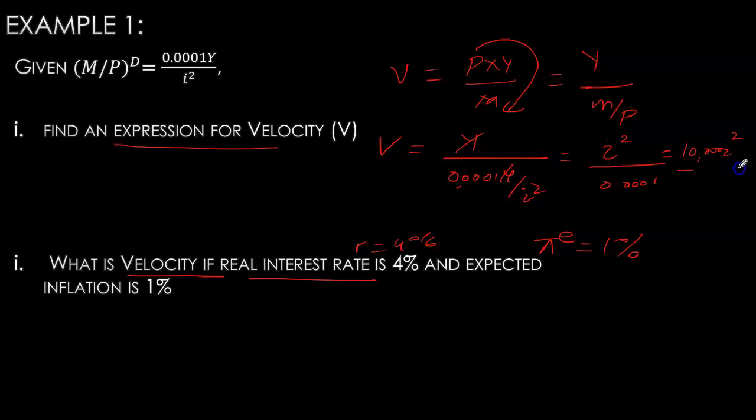And you can see this expression is telling us that velocity directly depends upon interest rate fluctuations. Higher the interest rate, higher will be the velocity. Lower the interest rate, lower will be our velocity. Now let's calculate velocity for this given information.